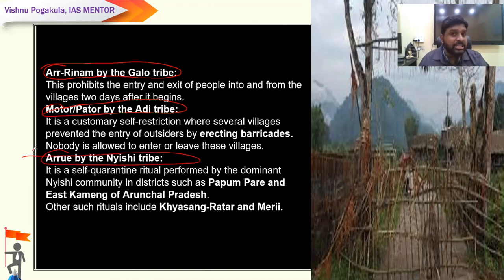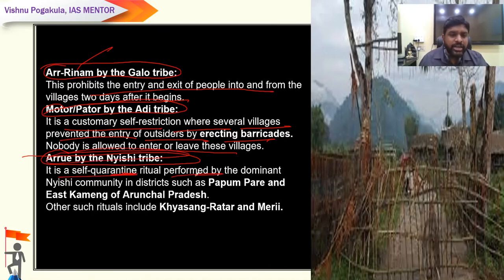We can expect a match-the-following question. Which of the following is the tribal lockdown ritual followed in Arunachal Pradesh? This prohibits the entry and exit of people into and from the villages for 2 days after it begins. Aran by the Galo tribe. It is a customary self-restriction where several villages prevent the entry of outsiders by erecting barricades. Nobody is allowed to enter or leave the village. That is Motor Patter by the Adi tribe. Aryu by the Nishi tribe.